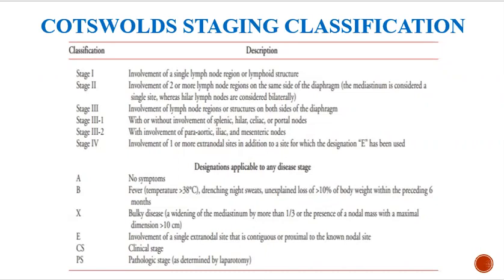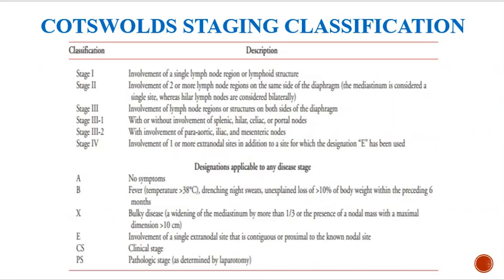Stage two, two or more nodal areas, but still on one side of the diaphragm. Stage three, nodal disease on both sides of the diaphragm; the spleen and lymphoid tissue of the Waldeyer ring each count as nodal sites in this system. Stage four is reserved for extranodal disease, which for all practical purposes is disease of the bone marrow, lung, bone, or liver. Hodgkin lymphoma at any other extranodal site should prompt questioning of the diagnosis or a search for HIV infection.